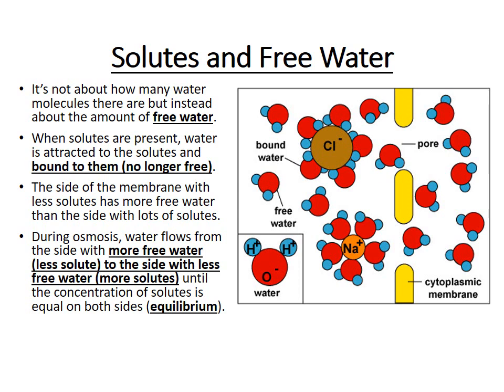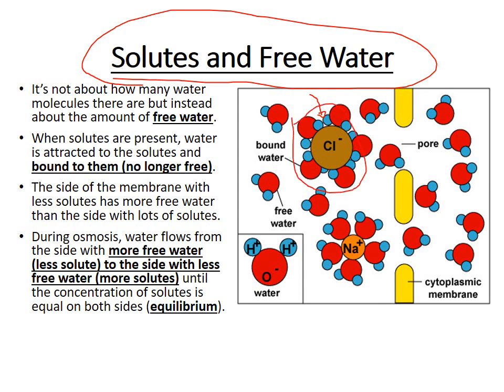I've mentioned this before: when there's solutes present, there's less free water because the water is busy dissolving the solute. So here, this water is not free anymore. Over here, there's fewer solutes, so there's more free water. It's not busy surrounding the solutes. So in this case, water would flow from the right side to the left side across the semi-permeable membrane. And it keeps flowing until an equilibrium is reached.